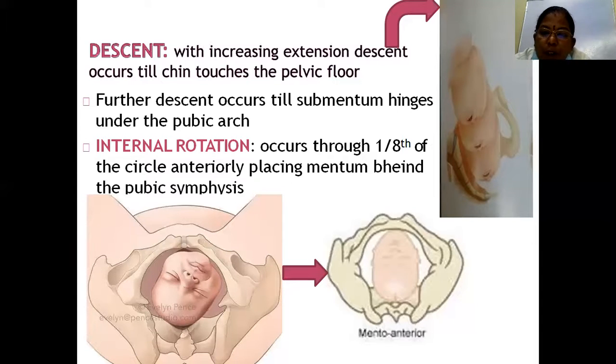Then there is an internal rotation, the same 1/8 of the circle. When it gets rotated by 1/8 of the circle, the submentum hinges under the pubic symphysis. You can see here, this is the chin and the submental part hinges under the pubic symphysis, anteriorly placing the mentum just behind the pubic symphysis.